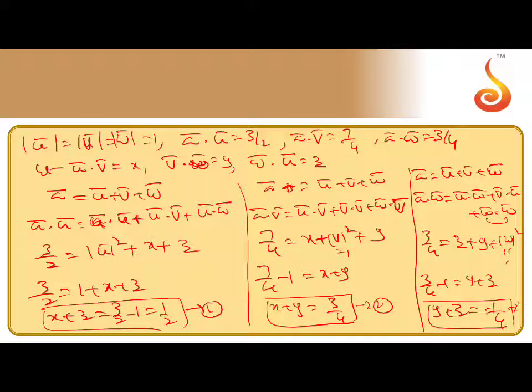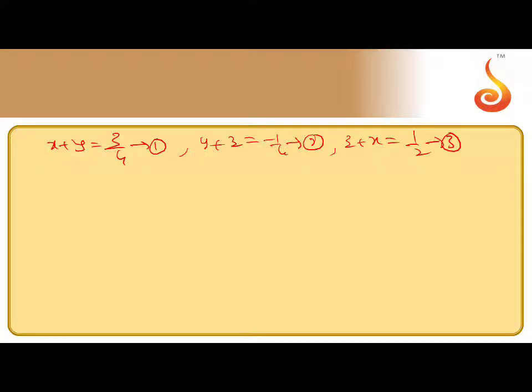So you got x plus y as 3 by 4, this is equation 1. Y plus z is minus 1 by 4, equation 2. And z plus x, what you get here? X plus z is 1 by 2, this is equation 3. So this is equation 3, this is equation 1, this is equation 2. Order is important.